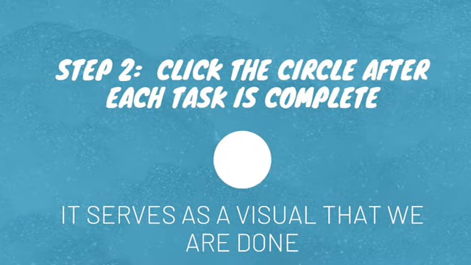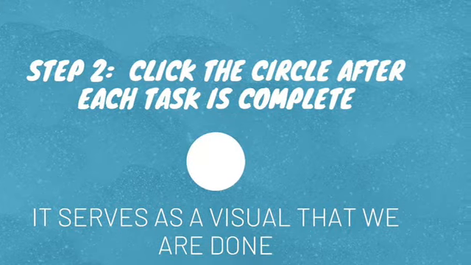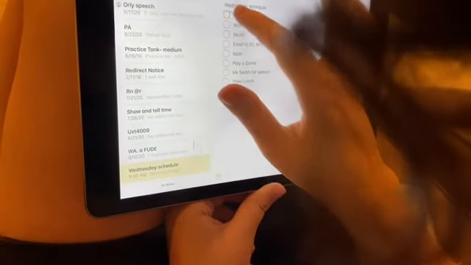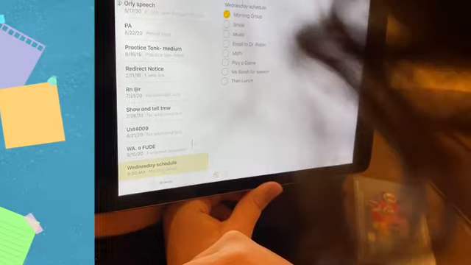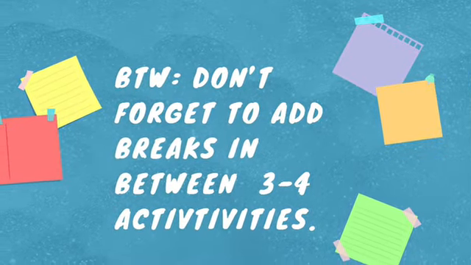Step 2, click the circle after each task is complete. It serves as a visual aid that we are done. So you can check off. All right, and now you can have a little break. By the way, don't forget to add breaks between 3 or 4 activities.